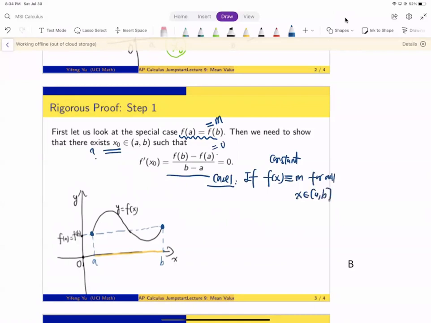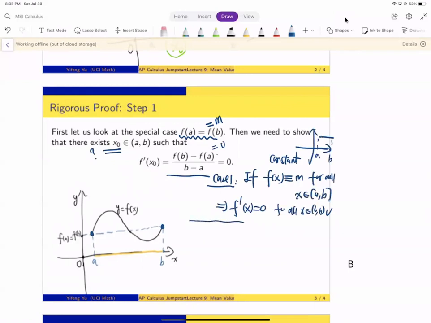Now, if your function is constant, then of course the derivative is 0 everywhere. So we get the derivative equal to 0 for all x in (a, b), and everything is obvious. That means the function is constant on the graph from a to b, so the derivative is 0.